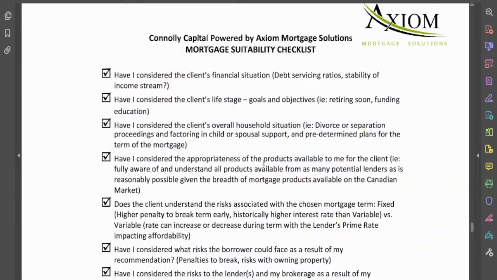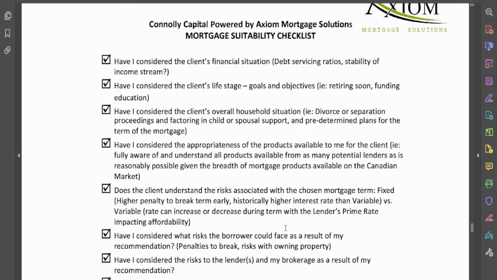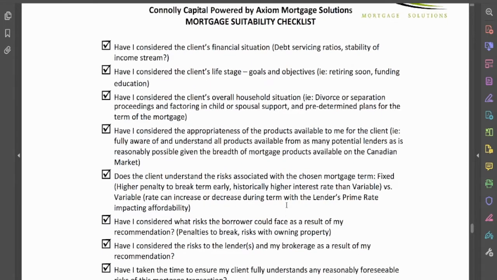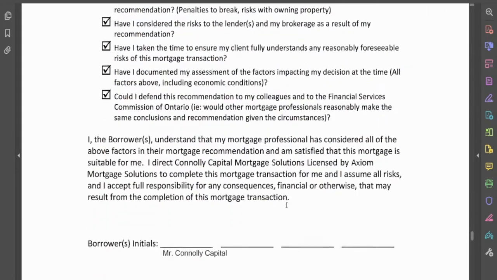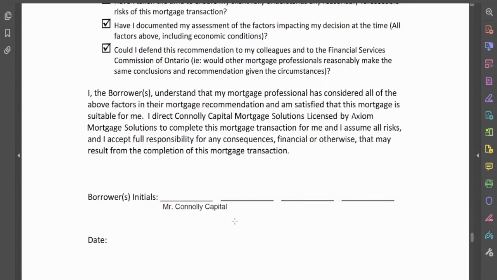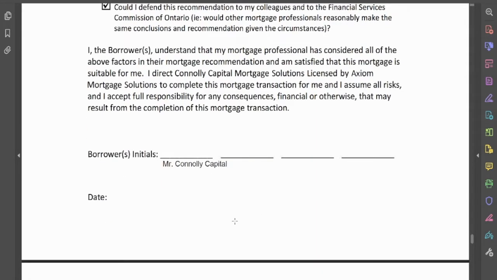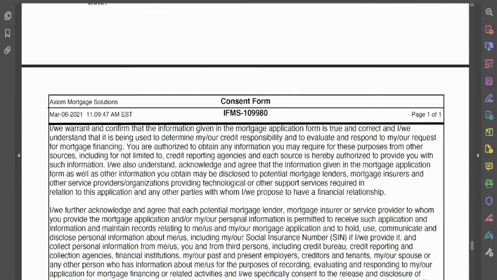Next, we have our mortgage suitability checklist. This is information on your specific client needs and the product we put you in, whether it's a fixed rate or a variable rate term. It also details some of the questions that we have answered along the way during the mortgage process. This form will be signed and dated the same day as the client consent form, which is next.